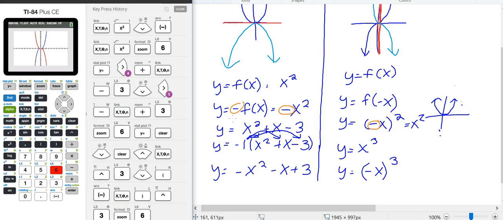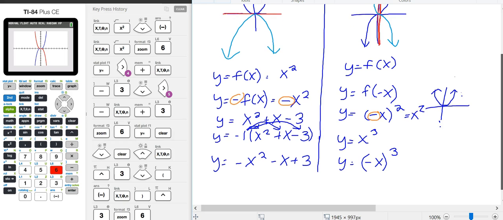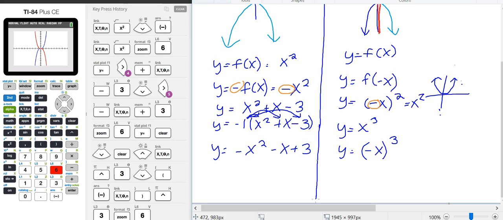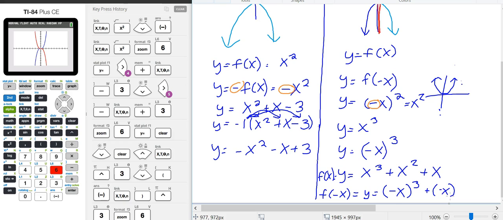Let's look at one more example of reflecting across the y-axis. Let's do a more complicated one now. Let's say we have the function y is equal to x cubed plus x squared plus x, and we want to reflect this across the y-axis. So let's say f of x is equal to y, which is equal to x cubed plus x squared plus x. What we're doing now is f of negative x is equal to y, which is equal to, wherever we see an x, we're replacing it with a negative x. This becomes negative x cubed plus negative x squared plus negative x.